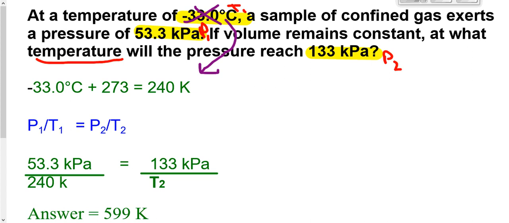All right. On your test for a mark, P1 over T1 equals P2 over T2. Again, show me the formula that you're going to use. It tells me that you understand what kind of question it is. And then we substitute. My first pressure was 53.3 kilopascals. My first temperature, 240 kelvins. My second pressure, 133 kilopascals. My second temperature, I don't know. That's what we're looking for.